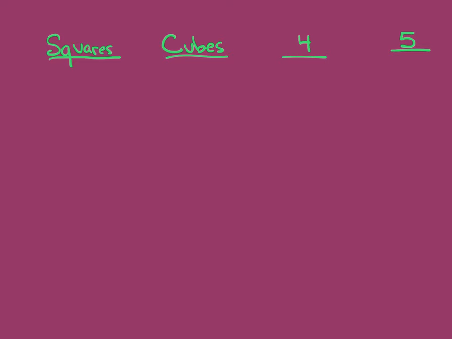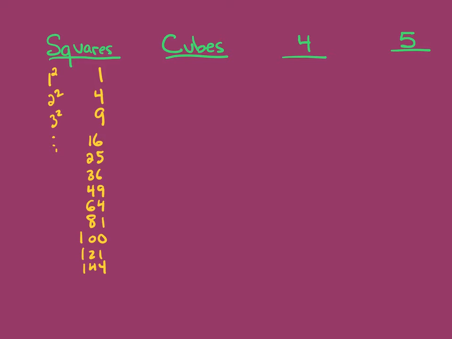So squares, these are things that can be made by squaring something. So the idea is 1 squared, 2 squared, 3 squared, and then so on, and the numbers you get from that. So 1 squared would be 1. 2 squared would be 4. 3 squared, 3 times 3 is 9. And then 4 squared, 5 squared, 6 squared, 7 squared, 8 squared, 9 squared. And you might even make a little bit longer list than that.